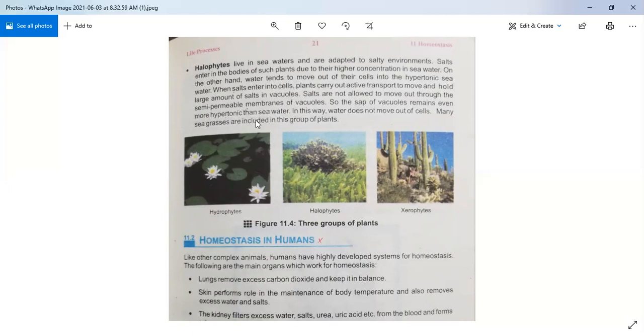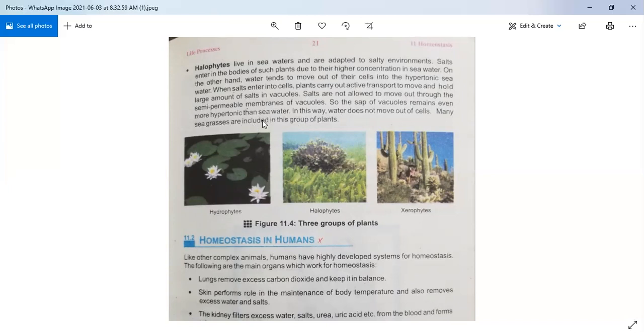So many sea grasses are included in this group of plants. Okay. So what happens in halophytes, because the environment of the sea is salty? When salty water enters the body of a plant, you all know that in the center of a plant cell there is a vacuole. So this salty water stays in the vacuole, and the vacuole has a semi-permeable membrane, so this water completely stays in the vacuole and does not move out of the cell. So many sea grasses, the example of halophytes, are included in this group of plants.